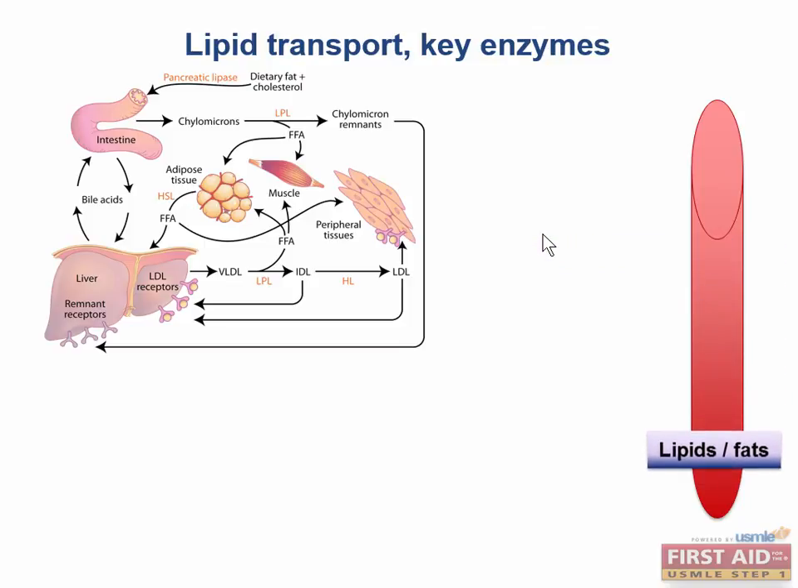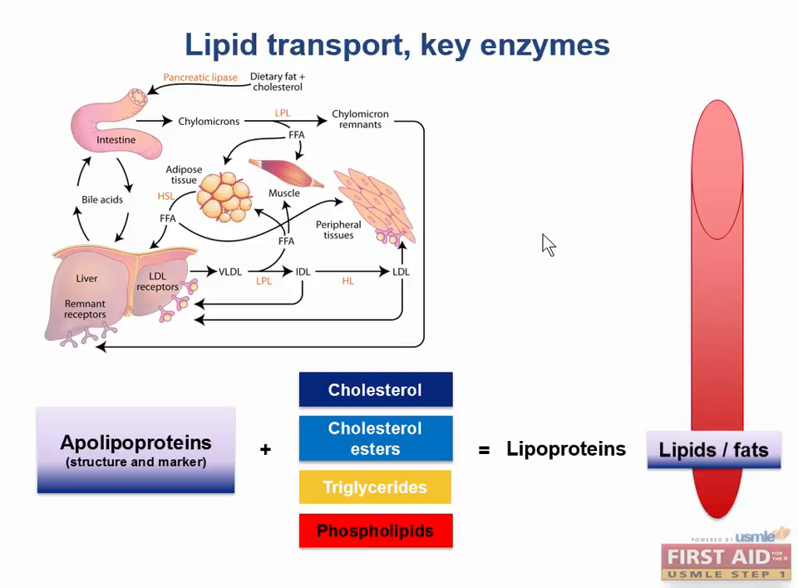Fat from the diet and from the liver are going to associate with amphiphilic proteins called apolipoproteins, which act as a structural protein and surface marker. Together with other lipids, including cholesterol, cholesterol esters, triglycerides, and phospholipids, these apolipoproteins are going to form lipoproteins. What are the different lipoproteins that we need to cover? Well, these different lipoproteins include our VLDL, IDL, LDL, and HDL. I'll get to those, but first let's start with some easier enzymes.